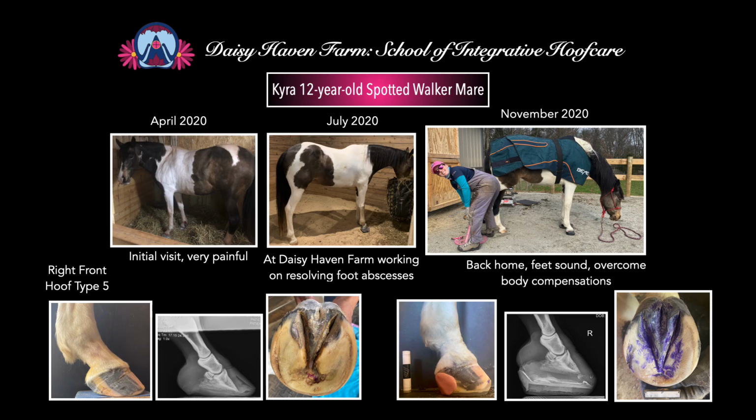And she came to me and she was really sad and very overweight and could barely walk. And so we ended up actually bringing her to Daisy Haven Farm because of her abscesses in her feet. So we could work on them and get them resolved. And you can see that down here in the bottom left pictures of the feet, that she's got an open wound to the sole here. And so this was very scary because this is very life-threatening.